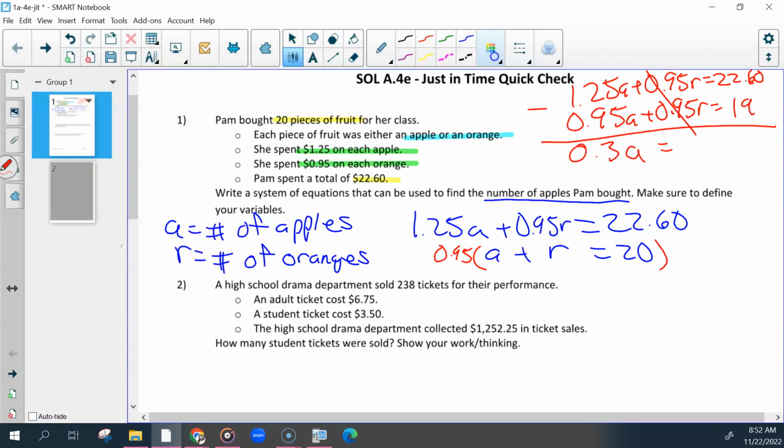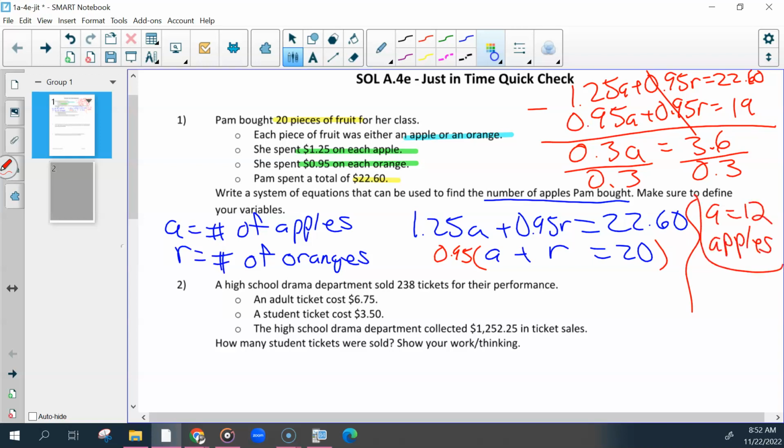And 3.6. Divide both sides by 0.3. So we get 12. So since we weren't looking for both pieces, just one, we could just eliminate one, solve for the one we need. We don't need to go back and solve for the other.